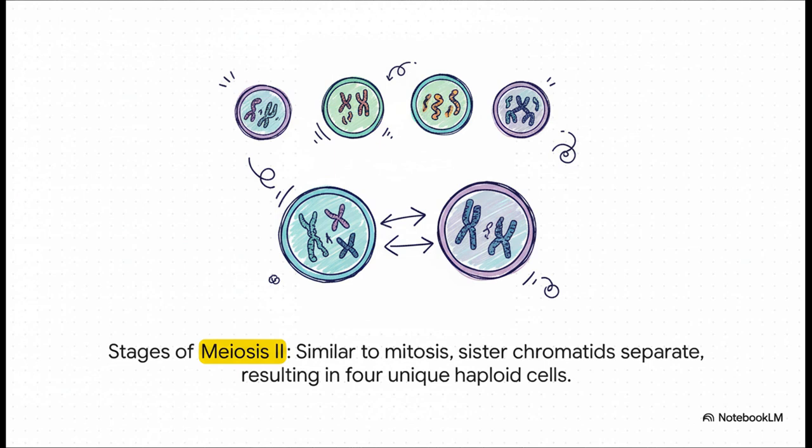Meiosis II is much simpler. It actually looks just like mitosis. Its only job is to separate the sister chromatids. And in the end, we get 4 haploid daughter cells.